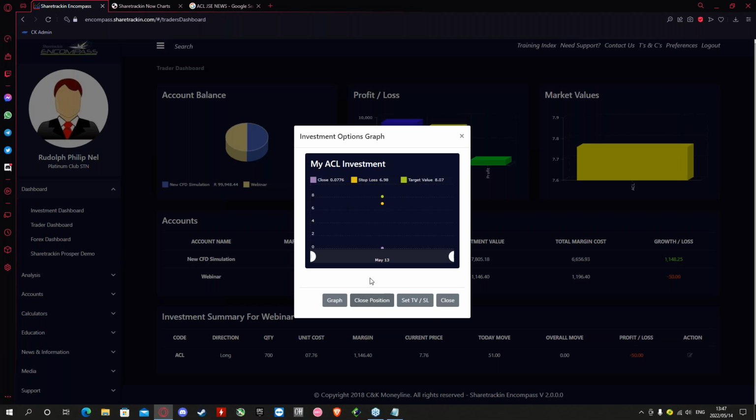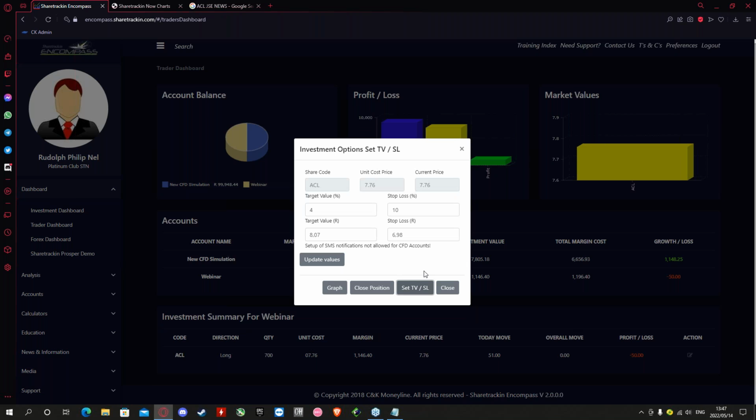First of all, before we do that, on this closed position you can go and set up your target value and stop loss. Currently, it doesn't really do anything, it doesn't send you SMS or anything. It does tell you setup of SMS notification not allowed on CFD accounts. That is going to change very soon. Within the next couple of months, you'll be able to receive SMS notifications for CFDs as well, or even push notifications.